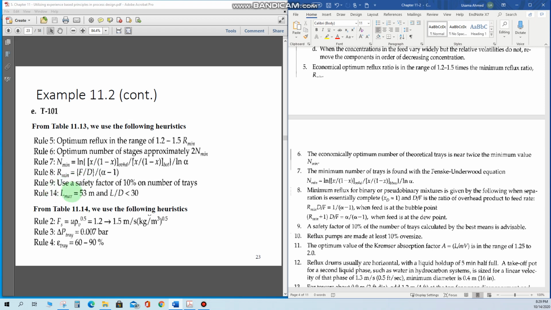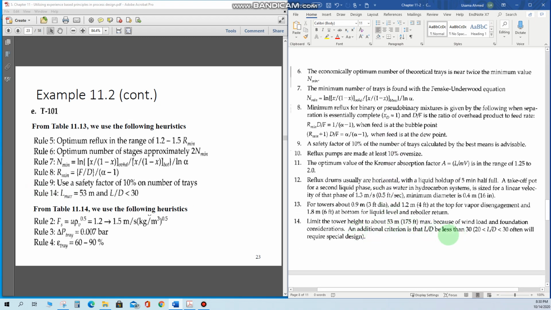Use a safety factor of 10% on the number of trays. So whatever number of trays you find, you have to keep about 10% more trays as a safety factor. The maximum length is given in rule number 14. The L by D ratio should be less than 30, so L max could be equal to 53. You can see this rule number 14 here, and also rules number 9 and 8; all of these rules are given here. Now from Table 11.14, we can use the following heuristics.